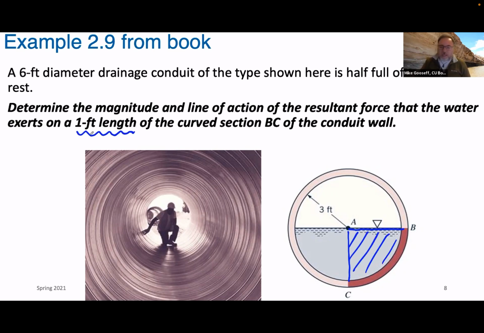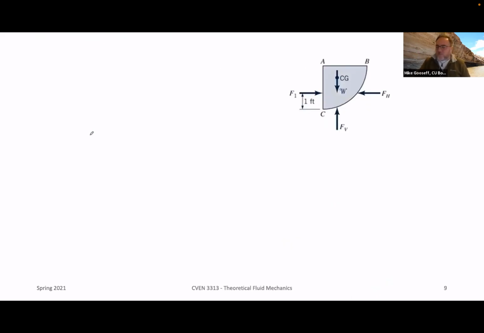Let's say this was a conduit going under a 2-lane road. This may be something more like 30 feet long, and maybe we want to know the force to keep all 30 feet in place. Maybe this would not be 1 foot, it would be 30 feet, to figure out that total force. In this case, we're just going to look at it on a per foot length basis. What is the force that we need to keep this water in place, from just one side of this?